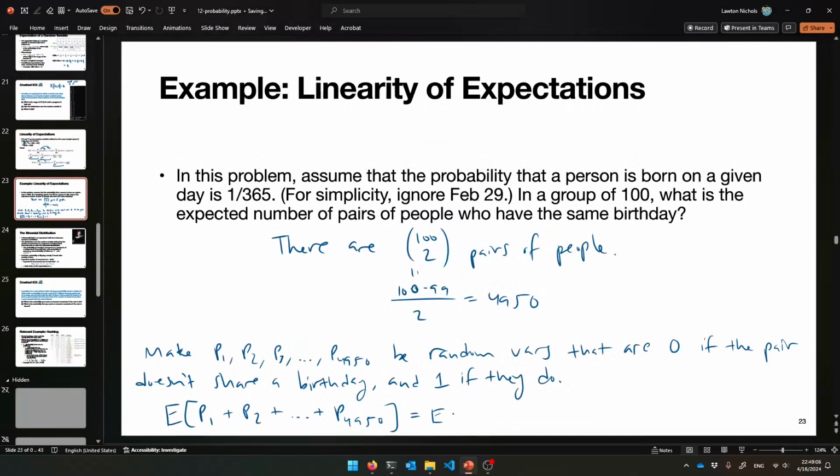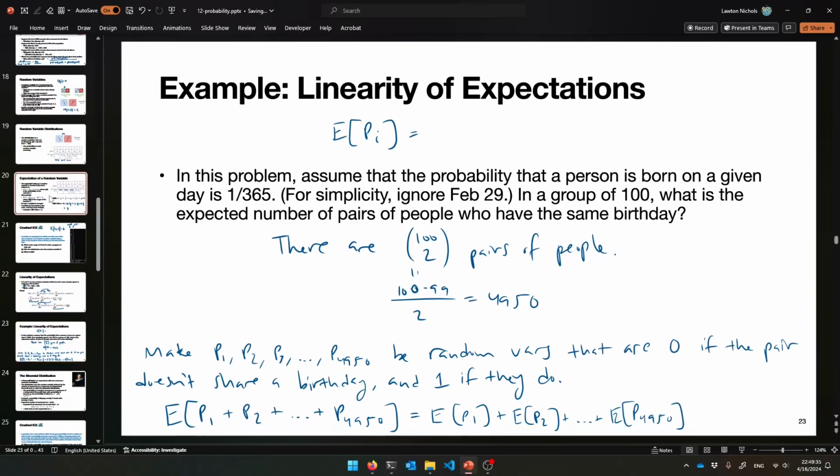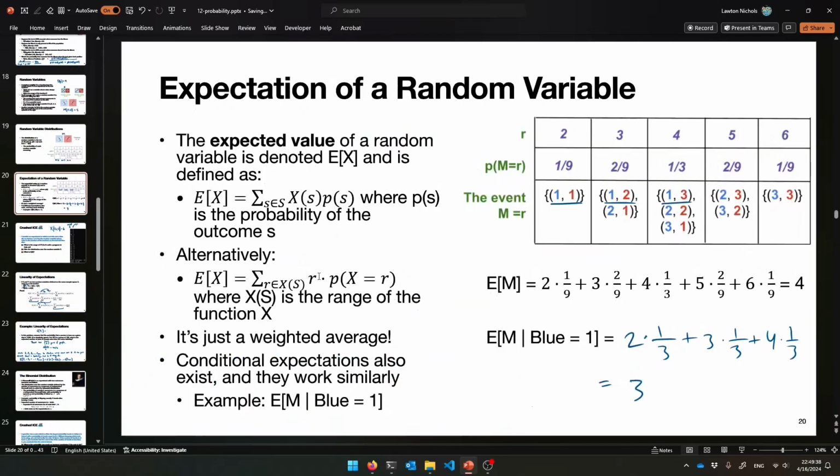So that's equal to the expected value of P1 plus the expected value of P2, all the way to the expected value of pair 4950's random variable, 1 if they share a birthday, 0 if they don't. And now I claim that all of these expected values are exactly the same number. What's the expected value for pair i to share a birthday? How do we calculate the expected value? For every outcome, it's the value of the random variable at that outcome times the probability that the random variable took on that value.